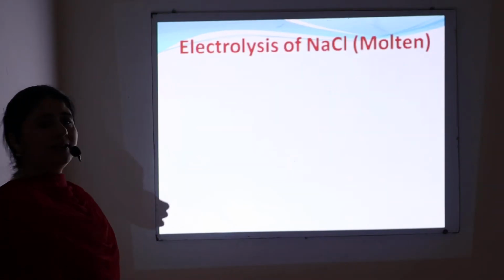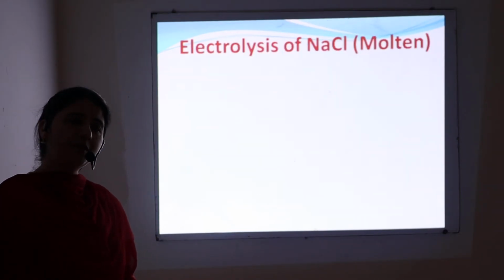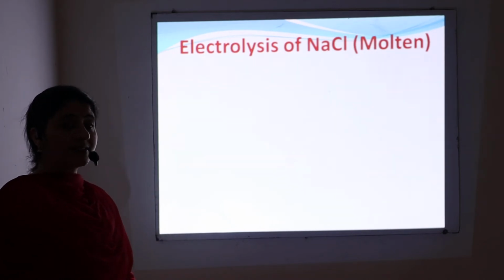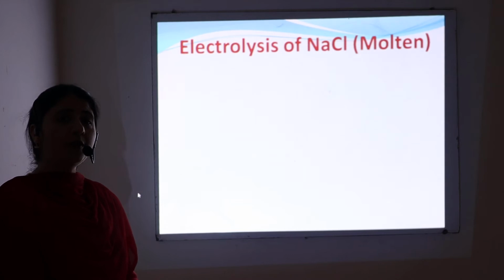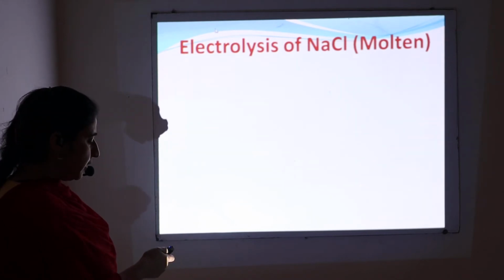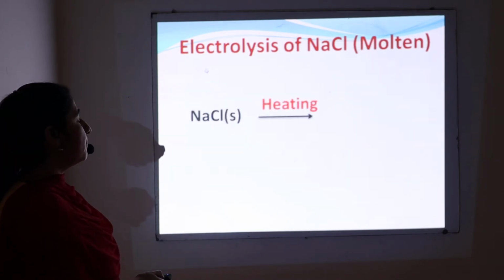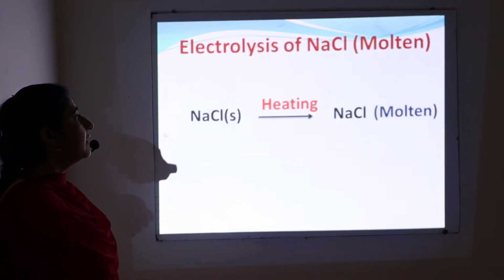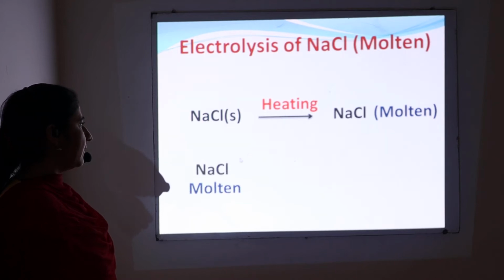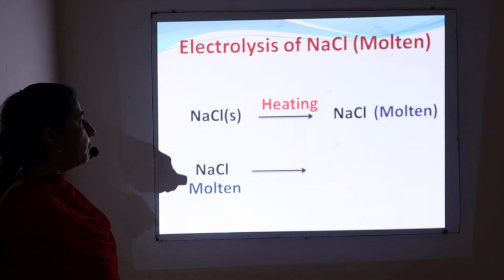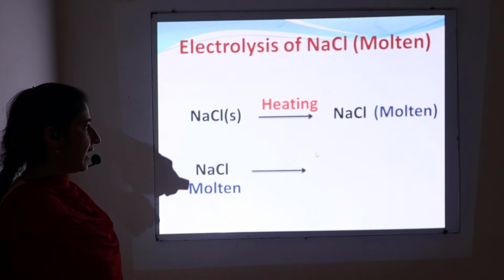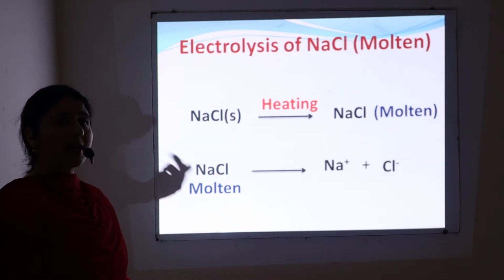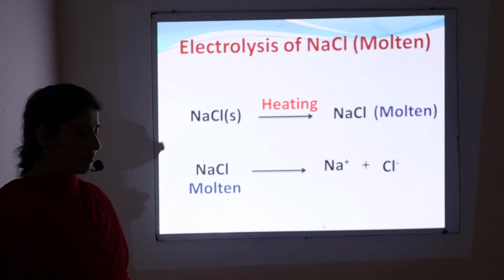Next I will discuss the electrolysis of molten sodium chloride. First of all, how do we get molten sodium chloride? Molten sodium chloride is obtained by heating solid sodium chloride, and in molten sodium chloride we get two types of ions, that is sodium ions and chloride ions. Next we start the electrolysis of molten sodium chloride.